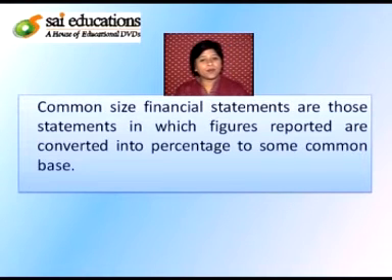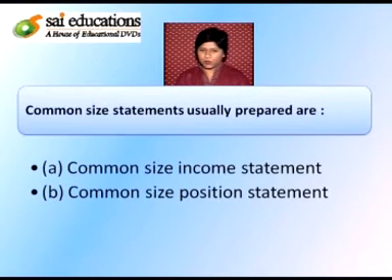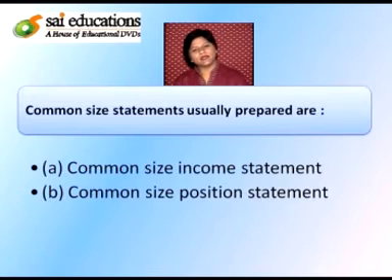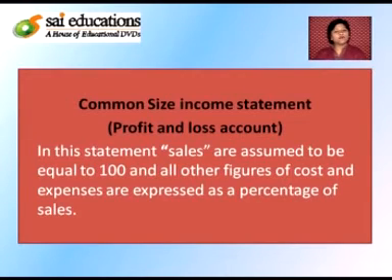So as we have prepared comparative income statement and comparative balance sheet in our comparative statements. Similarly, we are going to prepare common size income statement and common size balance sheet or common size position statement in case of common size financial statements. First of all, let us see what is common size income statement. In common size income statement, sales are assumed to be equal to 100.